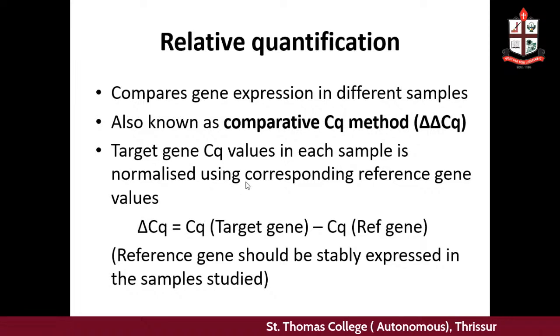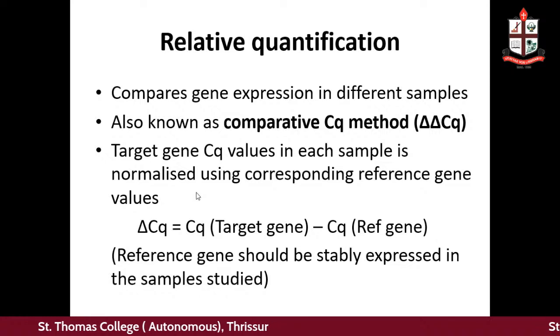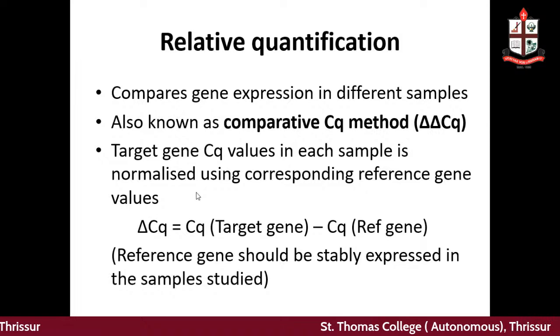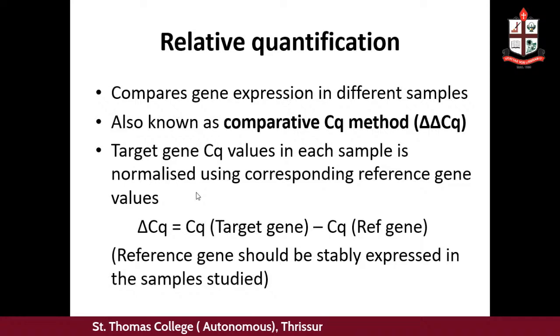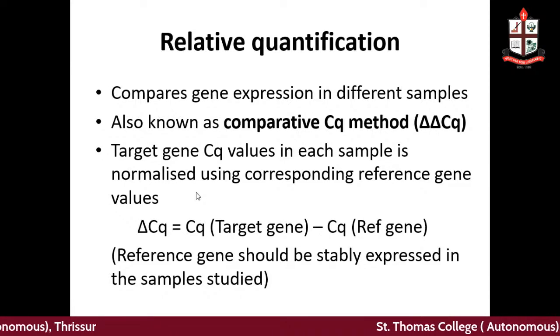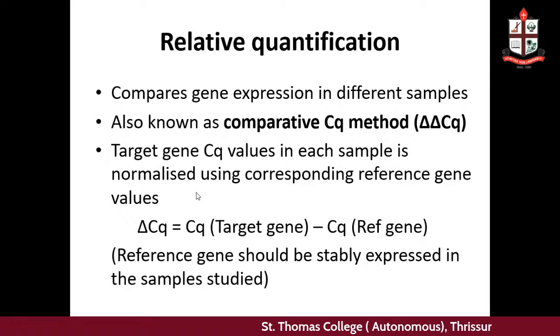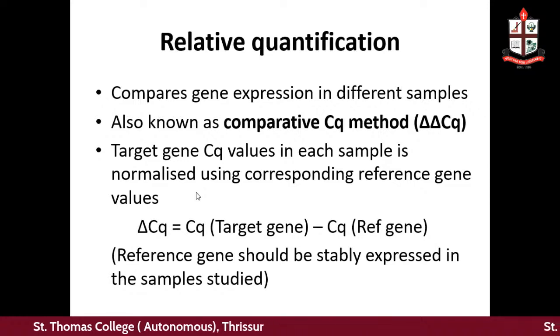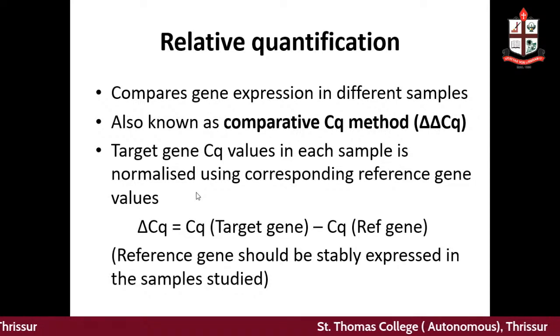So in the delta-delta Cq method, we will be taking Cq values of the target gene, that is the gene whose expression we have to analyze, and we also take Cq from a reference gene. So already I have mentioned the importance of reference gene in the case of semi-quantitative PCR. So here also the purpose is the same, to cull out the errors that are introduced during the entire process, RNA isolation, cDNA synthesis, etc. So in order to remove those errors introduced from the data, we use a reference gene.